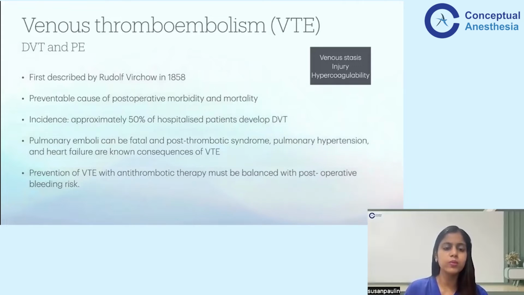Pulmonary embolism is the main fatal event which happens as a complication of deep vein thrombosis, which can further lead to post-thrombotic syndrome, pulmonary hypertension, and heart failure, which are all known consequences of this complication. Looking at these catastrophic consequences, it is better to prevent venous thromboembolism with antithrombotic therapy. But the problem is to make sure that it is balanced with the postoperative bleeding risk, which is our greatest concern in the perioperative period.